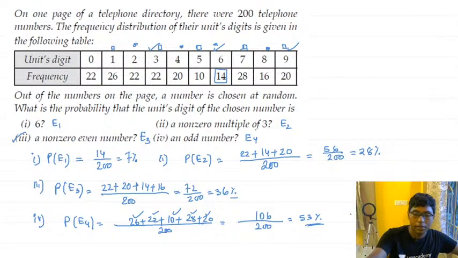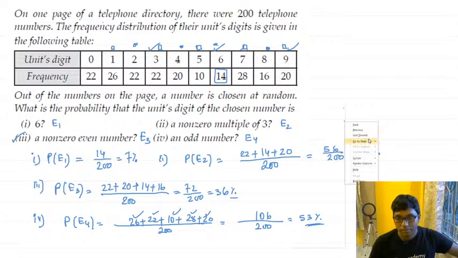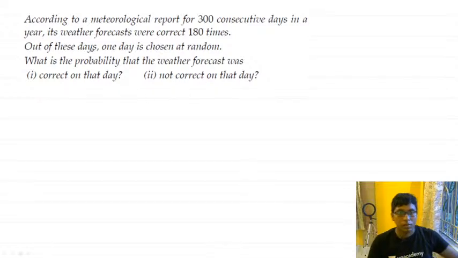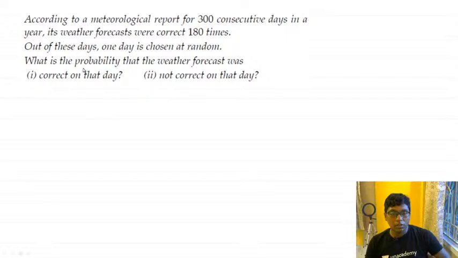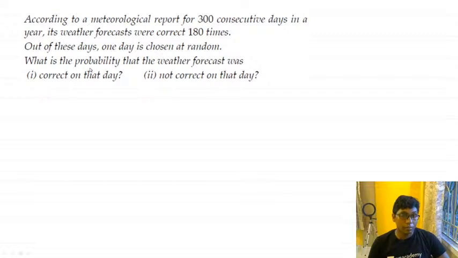Okay, I don't believe there is any doubt. Okay, next question given. According to a meteorological report of 300 consecutive days in a year, its weather forecasts were correct 180 times. Out of those days, one day is chosen at random. What is the probability that the weather forecast was correct on that day and is not correct on that day?